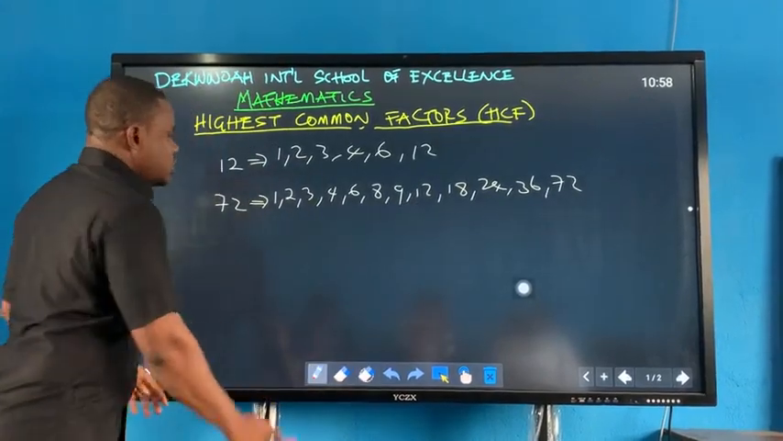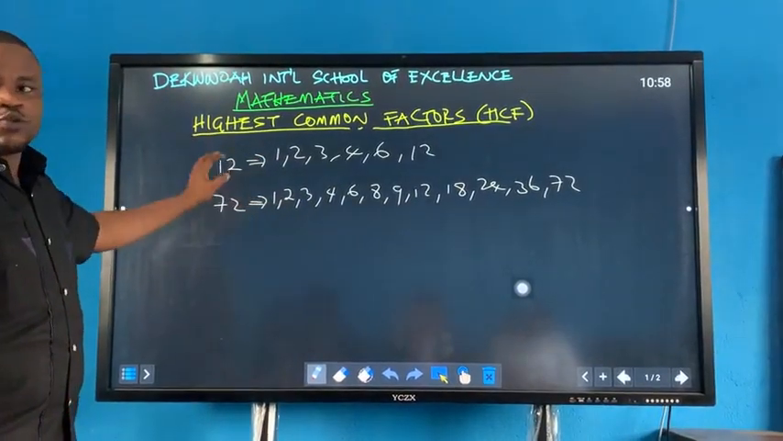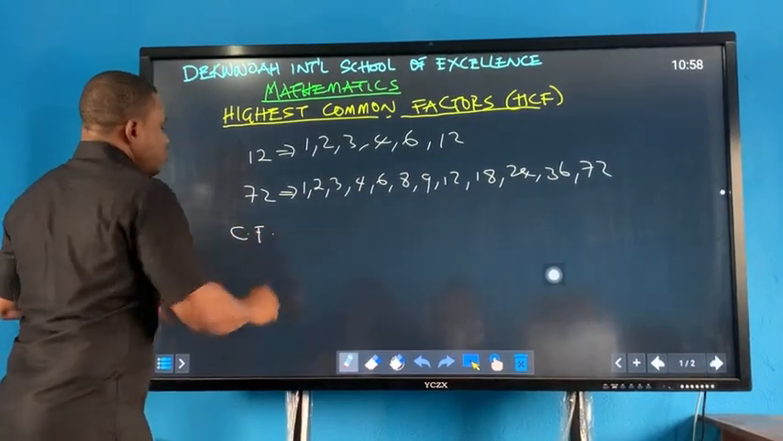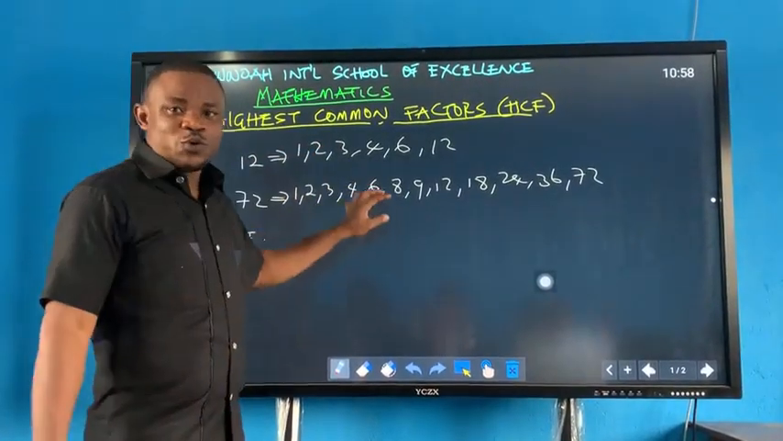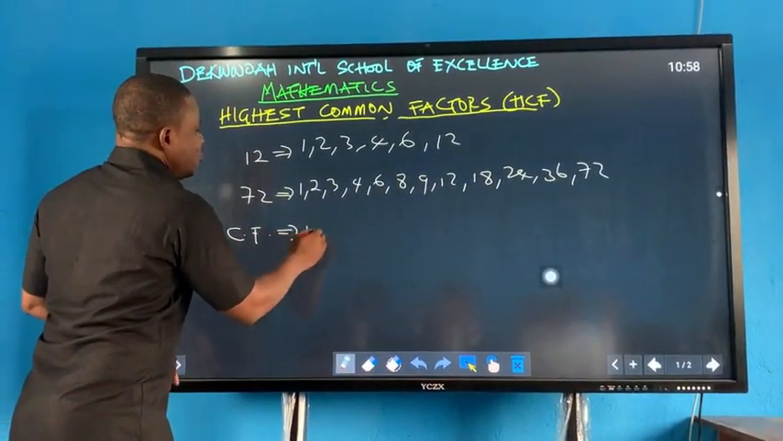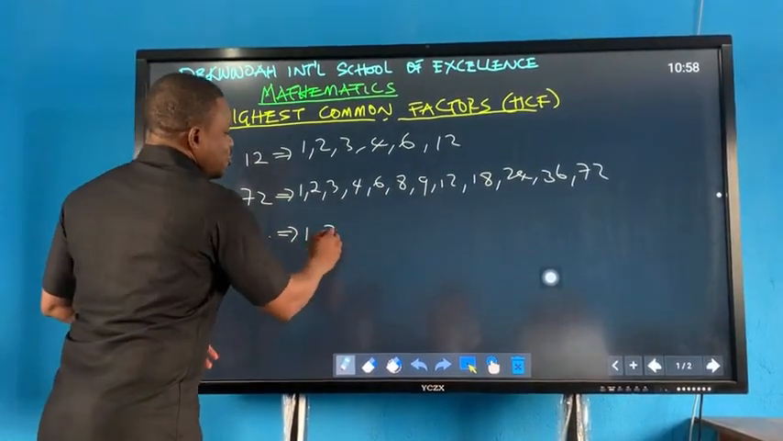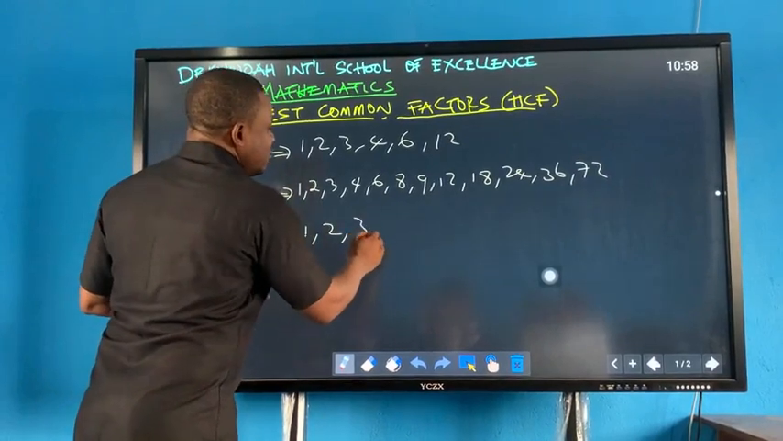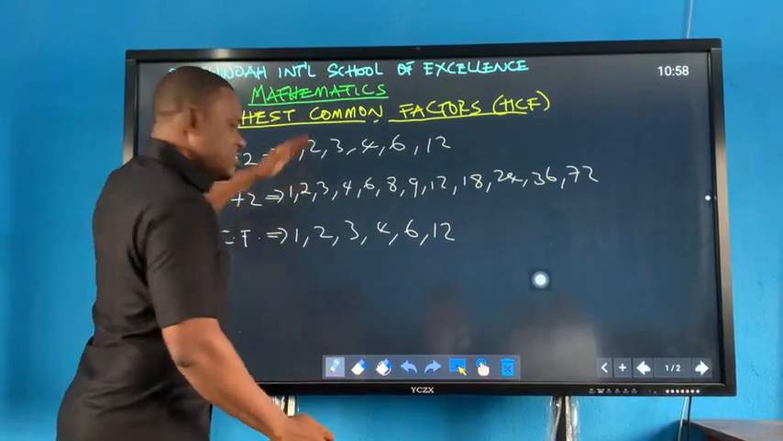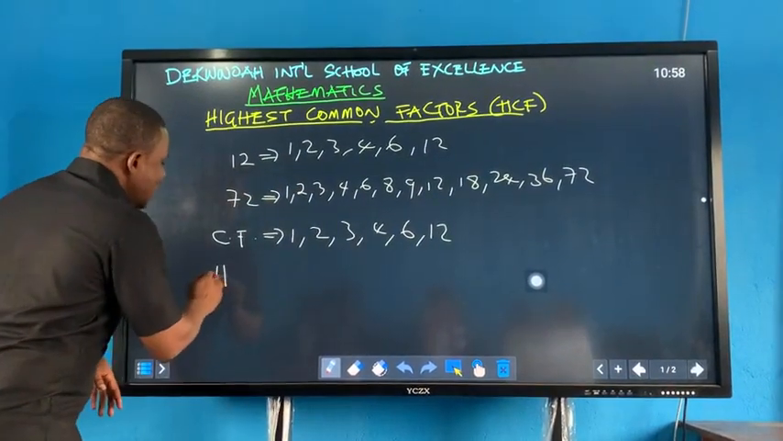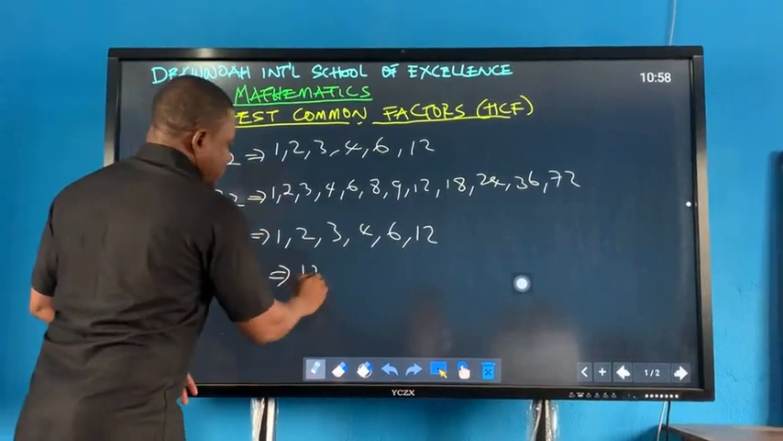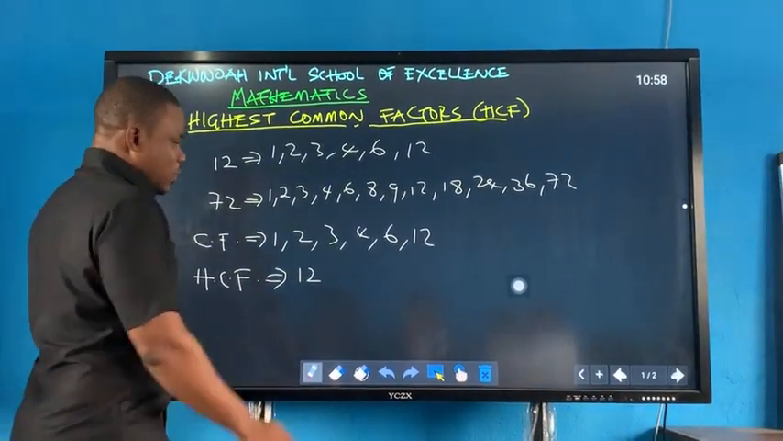So if I ask you to tell me the common factors of 12 and 72, the common factors are what is here and also here. Are you with me? Yeah. So what are the common factors? 1, 2, 3, 4, 6, and 12. Right? So what is going to be the highest common factor? It's going to be 12. Are you with me? Yes. Okay.